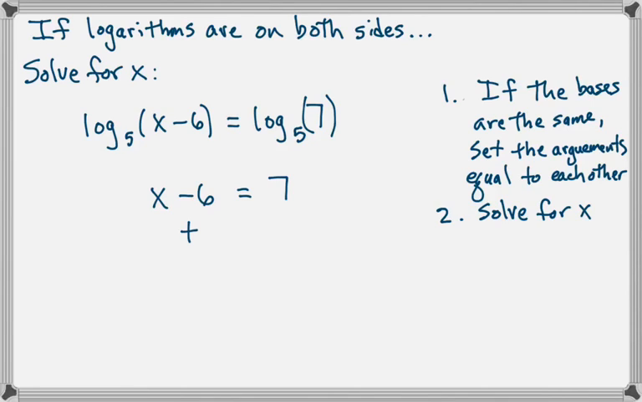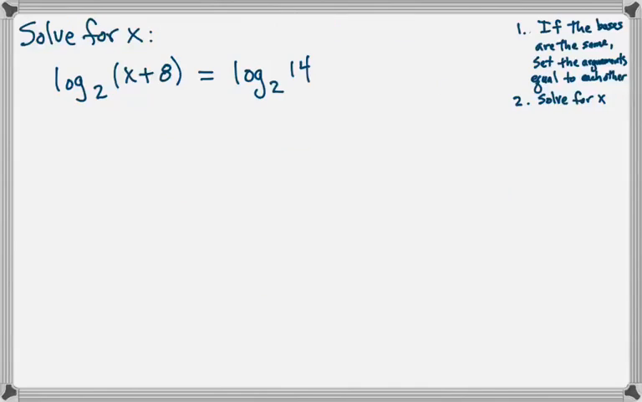So on this one, all we have to do is add 6 to both sides, and that would give me x equals 13. Of course, we can double check that. If I plug 13 back in for x, I see I get log base 5 of 7 equals log base 5 of 7. And if you could pause this video and try this one on your own, I'll give you the answer in a minute.